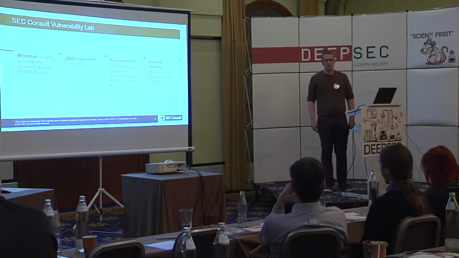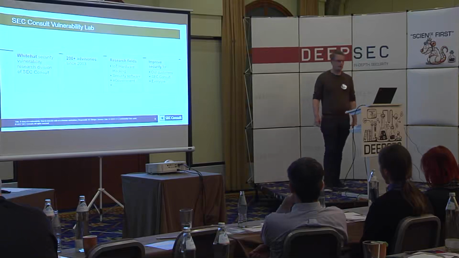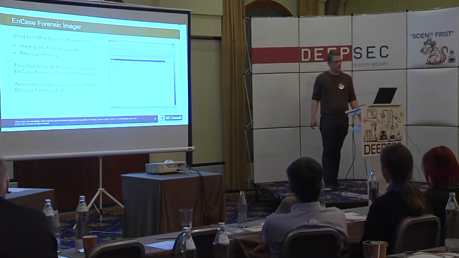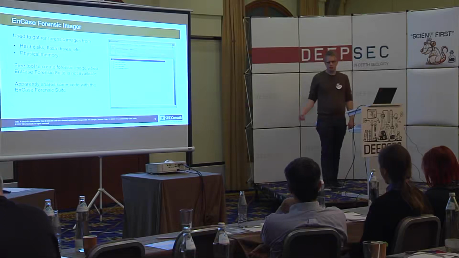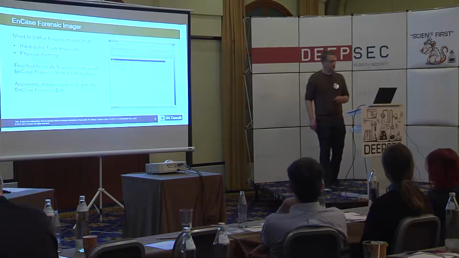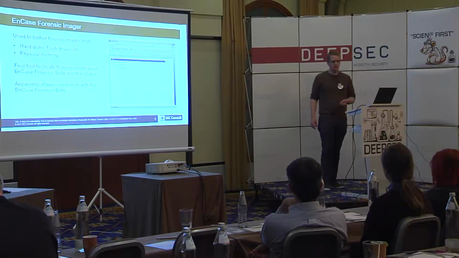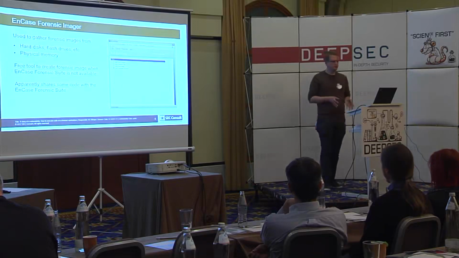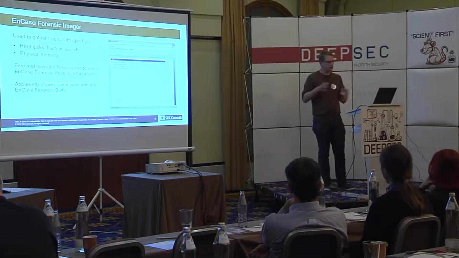One of those tools that we use ourselves in forensic investigations is Enkes Forensic Imager. Enkes Forensic Imager is a tool that can be used to gather evidence, to create images from evidence. So if you have a hard disk or a flash drive, or also want to create an image from physical memory, you would use this tool to create an image and then analyze this image instead of the actual evidence.